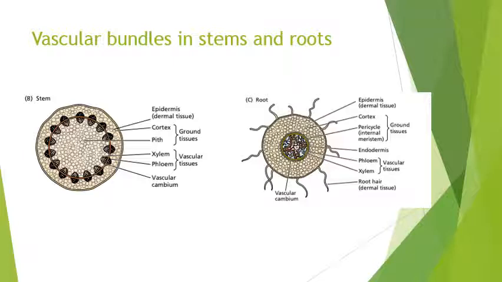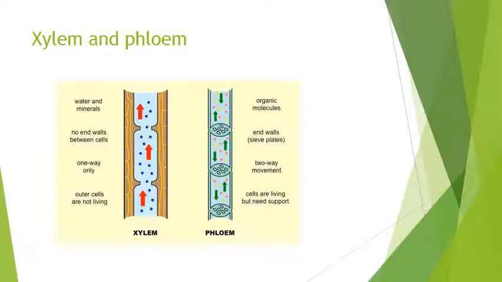Here as well, just a little comparison between the vascular bundles in stems and roots. So in a stem, they're always on the outside, and in the root, you've got the vascular bundle in the middle, and then you've got the xylem on the inside and the phloem in these pockets, just all around.